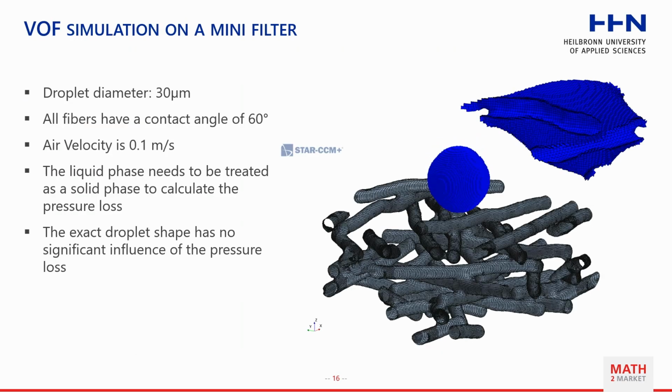In the next step, I use the physics of the validation and slide before for simulating a single droplet which hits a small section of a filter. All fibers have a contact angle of 60 degrees, and for this simulation with the filter, the droplet is 30 micrometers wide. The droplet is injected with 0.1 meter per second, just like the air velocity.